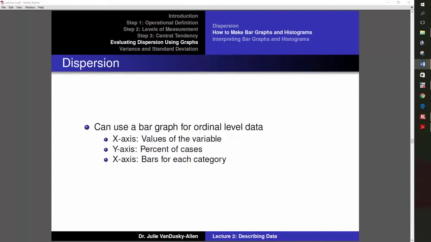One way to illustrate the dispersion of your variable is a bar graph or histogram. For ordinal level data, you use a bar graph. On the x-axis, you place the values of the variable, and on the y-axis, you indicate the percentage of cases. And for each category on the x-axis, you use a vertical bar to indicate the percentage of cases in the variable that take on that value.